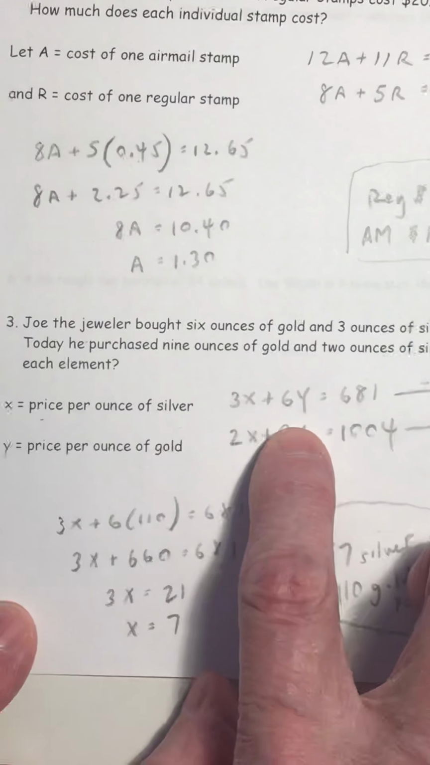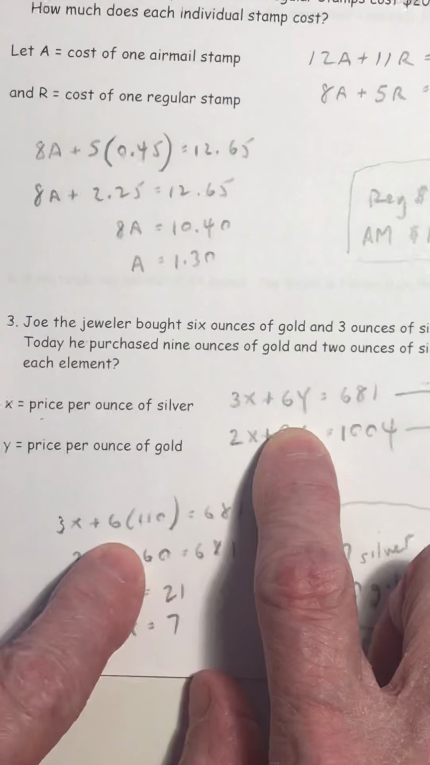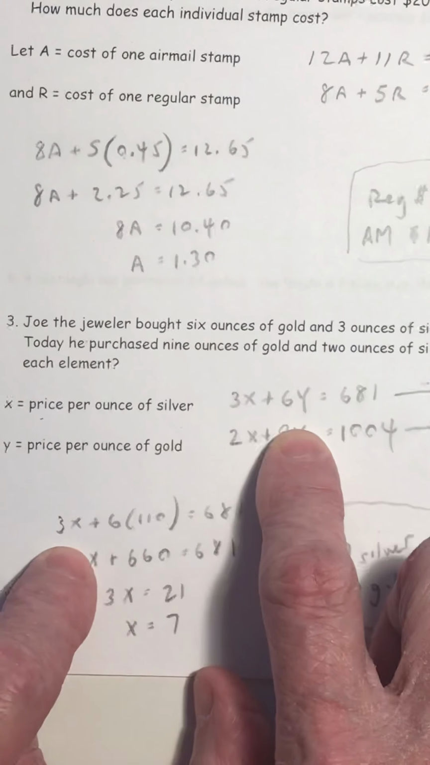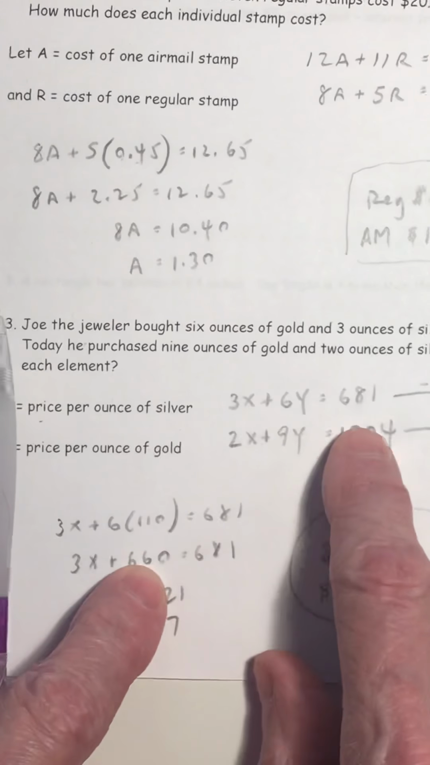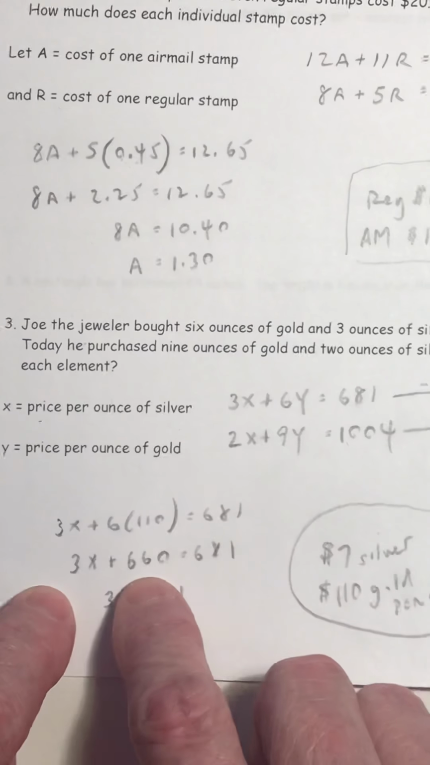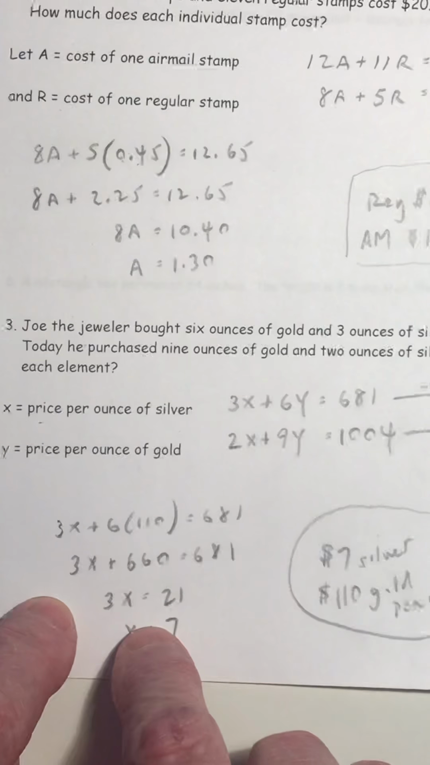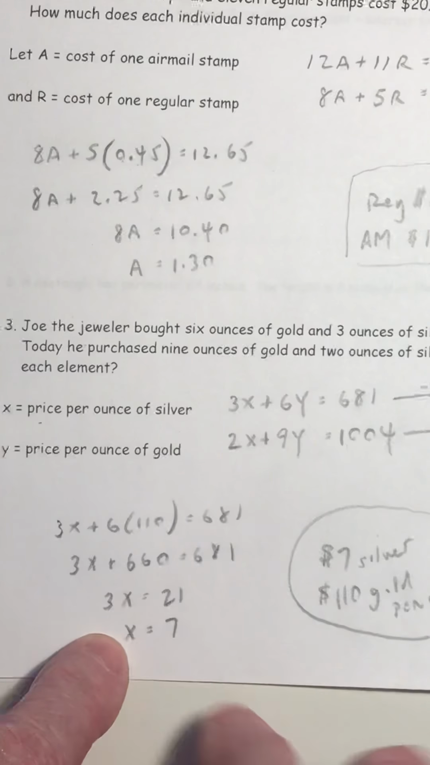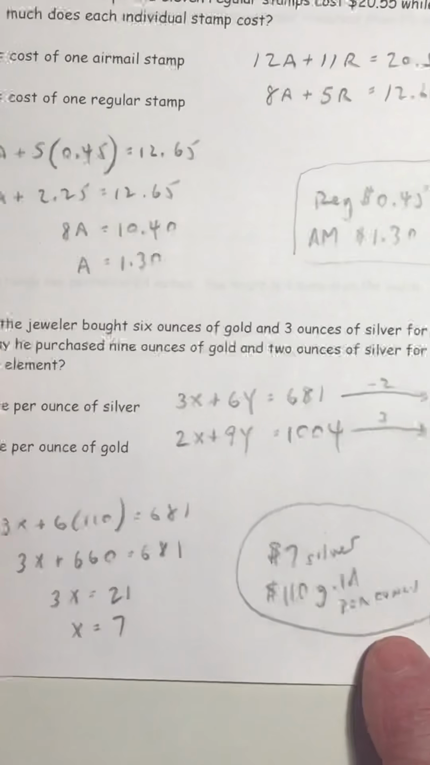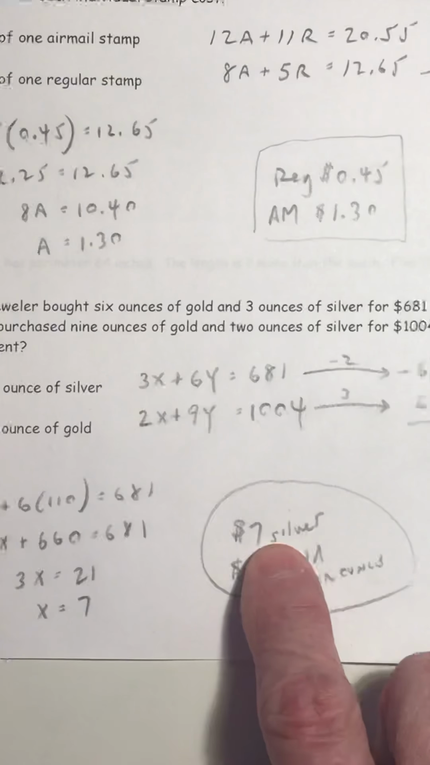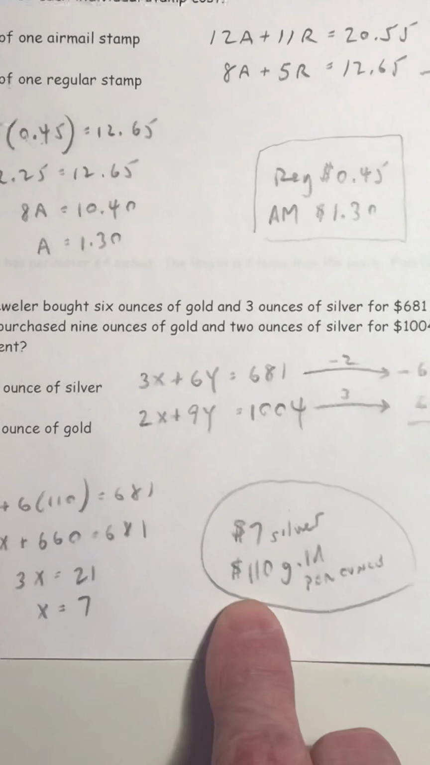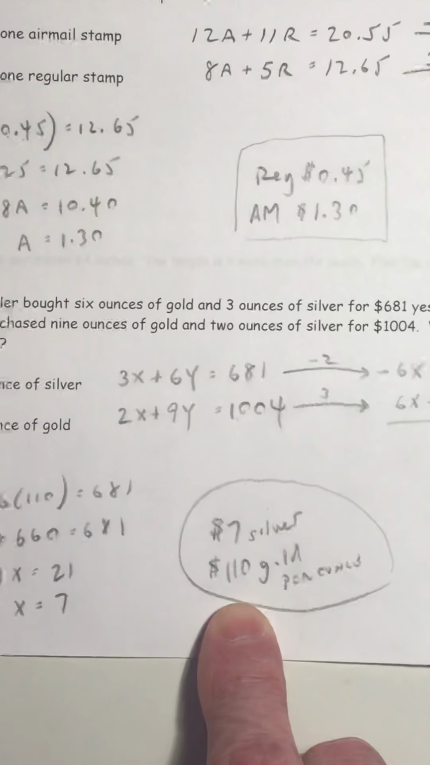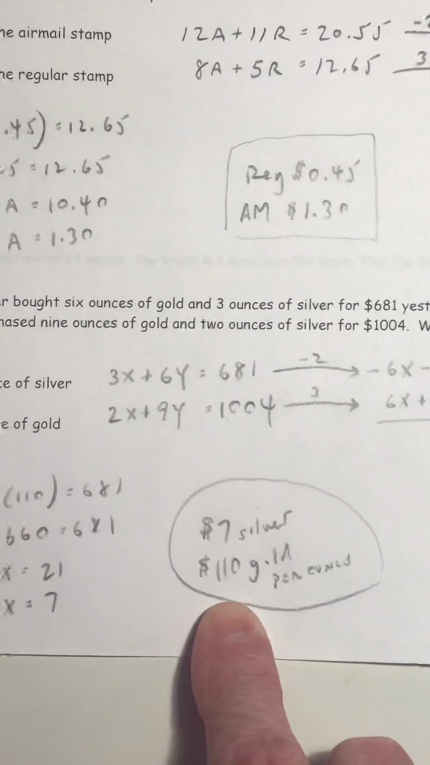And then I take that 110 and I used it in the top equation. 3x plus 6y becomes 3x plus 6 times 110 equals 681. And multiply that out, subtract 660, divide by 3, and you get 7 for x. So $7 was the cost of 1 ounce of silver, and $110 was the cost of 1 ounce of gold.